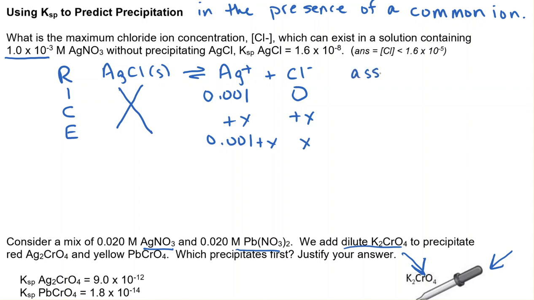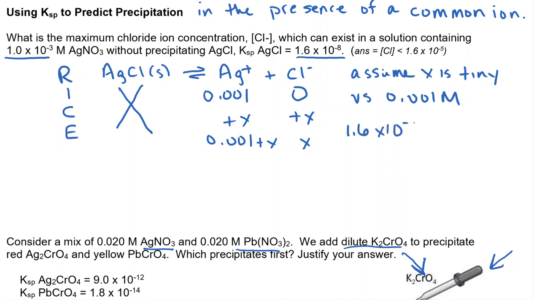We are going to assume that X is tiny versus 0.001 molar, and that makes sense because 1.6 times 10 to the negative 8th is a very small number. So we have that 1.6 times 10 to the negative 8th is approximately equal to 0.001 times the chloride ion concentration. So when we solve for X, X is equal to 1.6 times 10 to the negative 5th.